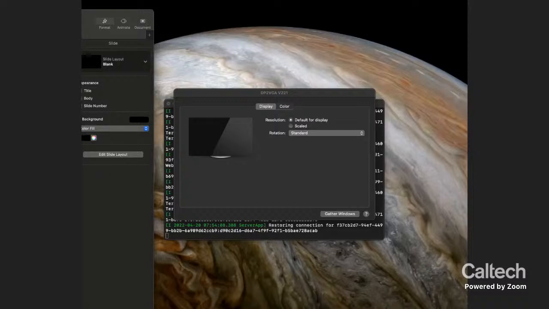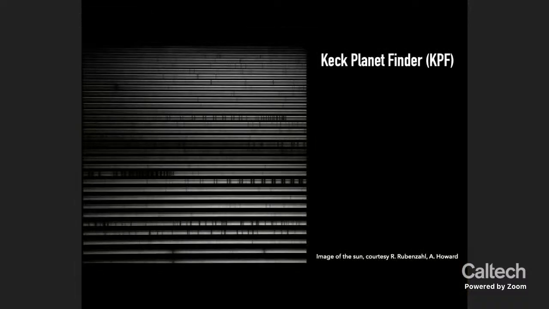All right, so I'd like to finish with some remarks about the future. So as we know, the Keck Planet Finder is on its way, with many thanks to the people in this audience who are making this incredible instrument possible. This is an image of the sun, courtesy of Ryan and Andrew, and you can see the beautiful orderlets, I think they're called, of the sun.